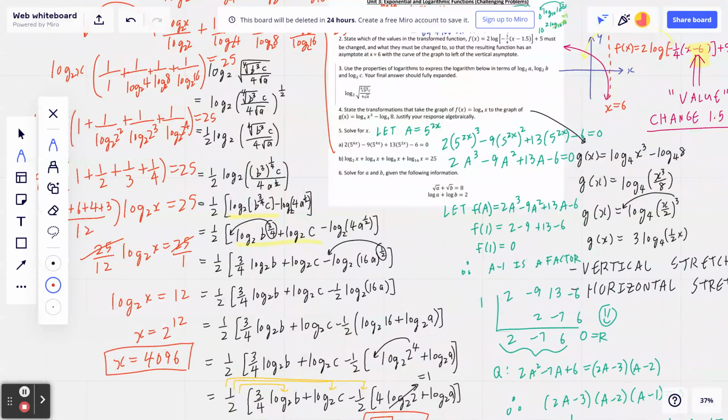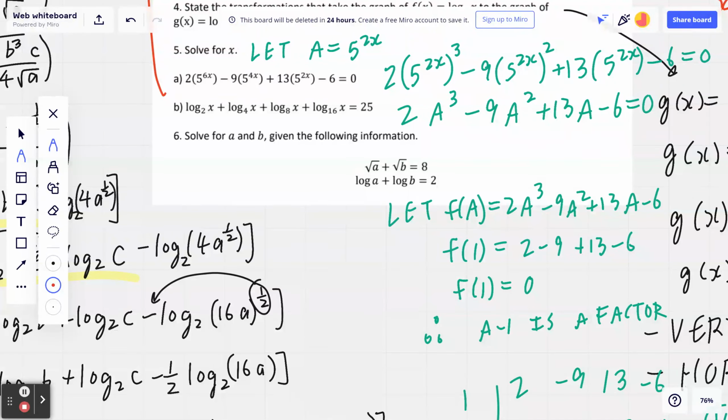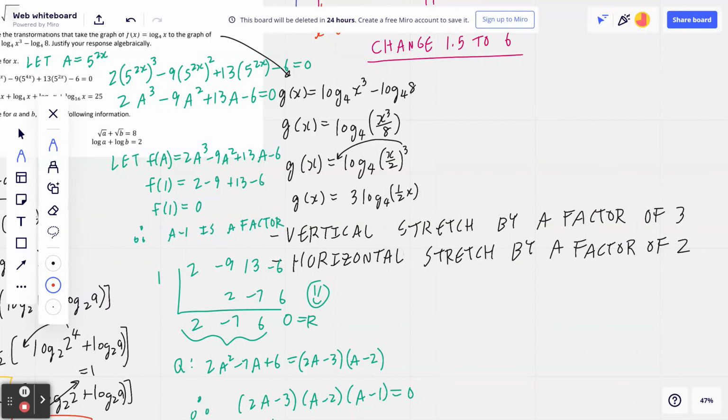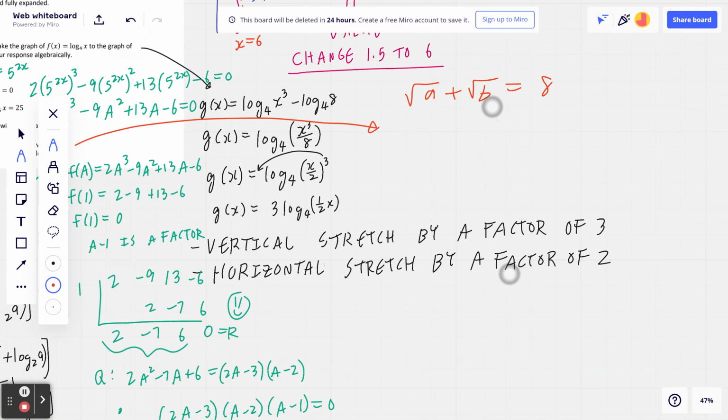We are almost there. Number 6. Solve for a and b given the following information. Now, let me copy this somewhere. We're finishing strong, everybody. We're finishing strong. Root a plus root b equals 8. What is the other one? I'll put it in 2 different columns. Log a, log b.